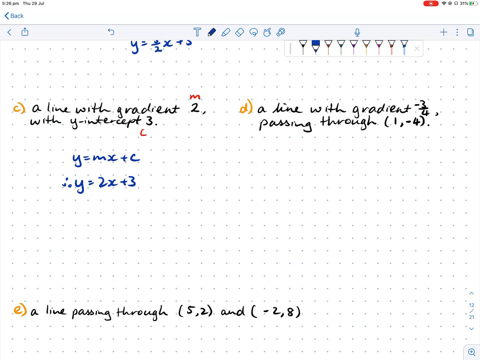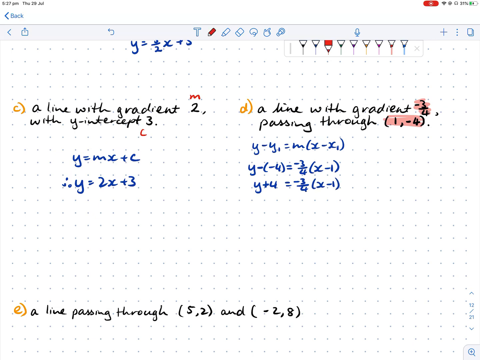With question D, we've got a gradient of negative 3/4, and we've got a point that we're passing through. So anytime we've got a point and a gradient, we're going to use the point gradient formula. So y minus y1 equals m bracket x minus x1. So we're going to substitute the values into here. So y minus negative 4 equals negative 3/4 bracket x minus 1. Now the left-hand side is y plus 4 equals negative 3 over 4 bracket x minus 1.